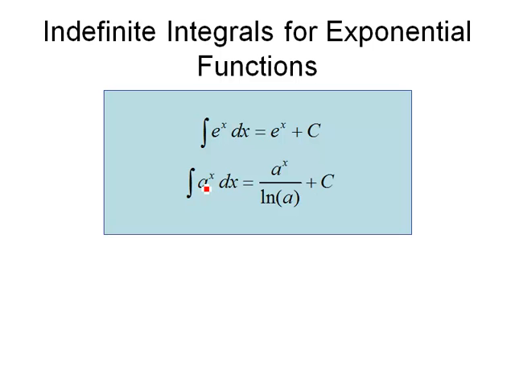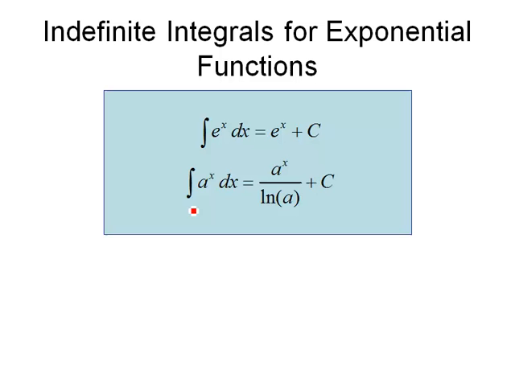So now that we're getting pretty used to using that power rule, which is pretty much just the same as the derivative power rule, but in reverse, now we're going to take a look at some antiderivatives involving exponential functions. Remembering that the derivative of e to the x is e to the x, it's probably not surprising that the antiderivative of e to the x dx is just e to the x plus a constant.